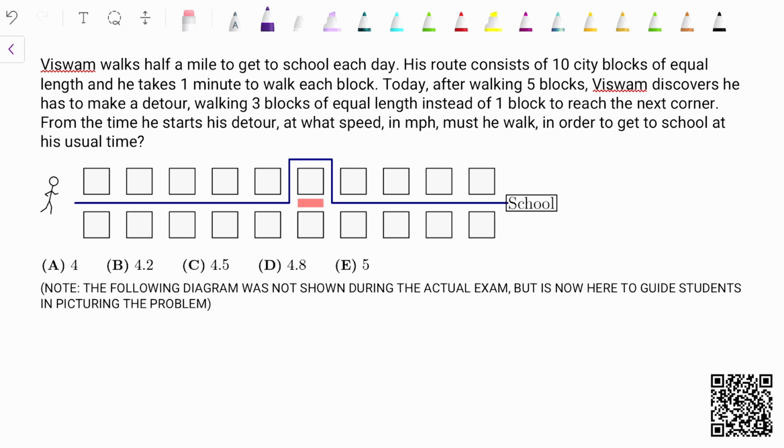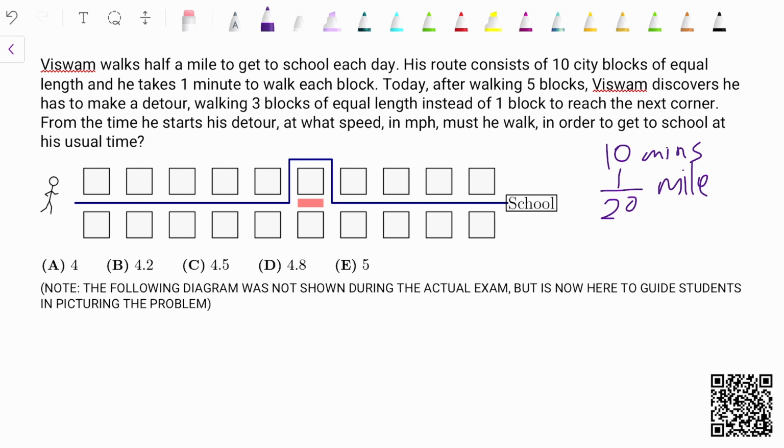Okay. So if we look at this problem first, we can see that since he's walking 10 city blocks of equal length and takes 1 minute to walk each block, it takes him 10 minutes to walk to school every day. And since he walks half a mile, and there are 10 city blocks of equal length, that means one block is equivalent to 1/20th of a mile. So those are all useful information, but this doesn't actually get us to the actual question of the problem.